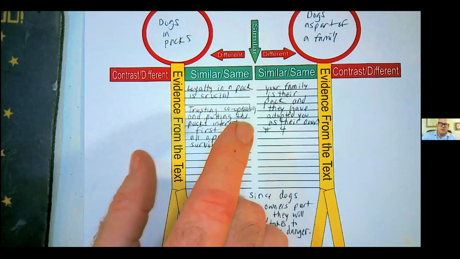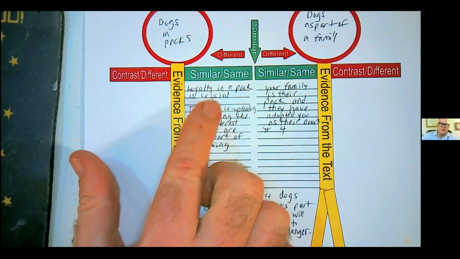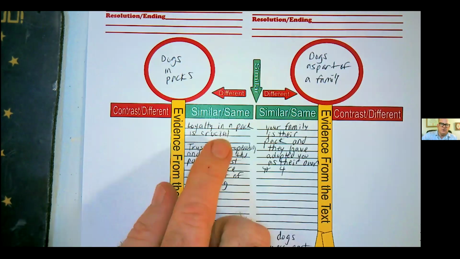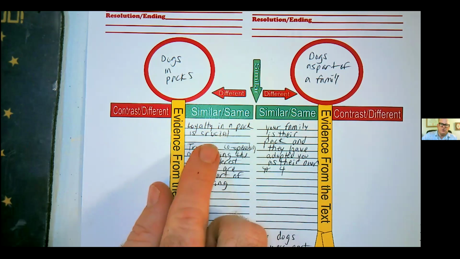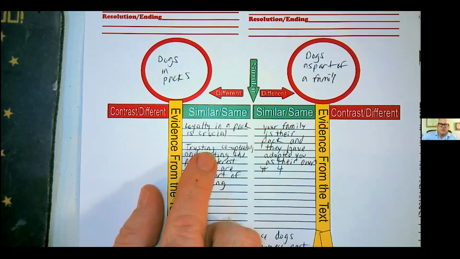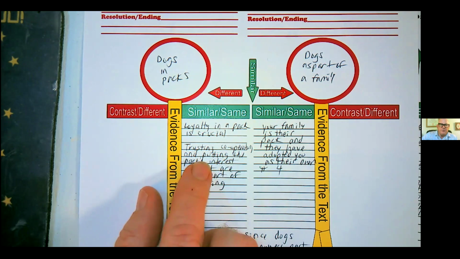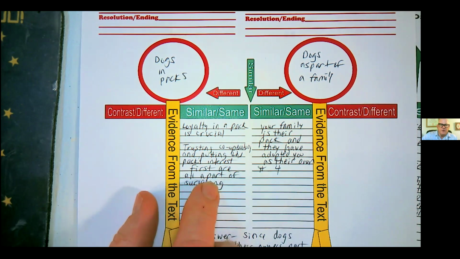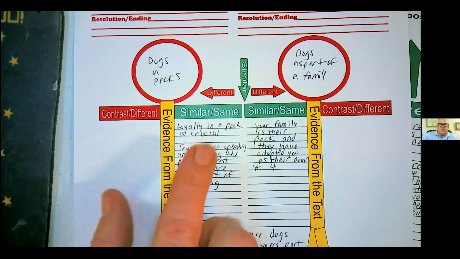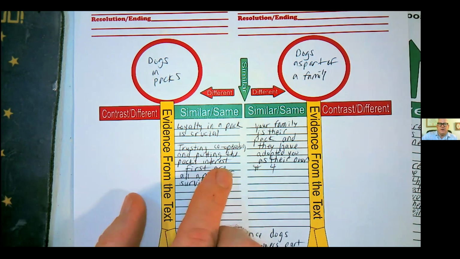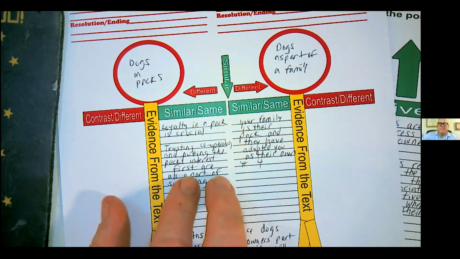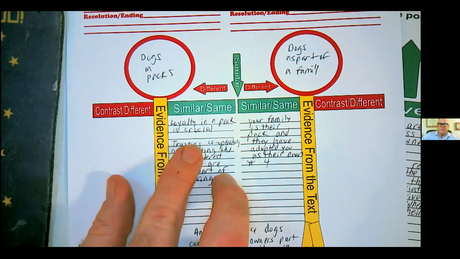So I noticed that the evidence in that section says loyalty in a pack is crucial. That means important. Why? Because trusting, cooperating, and putting the pack's interest first are all part of surviving. So in other words, these dogs have to put the interest of the pack before their own in order to have them all survive. It has to be based on trust.